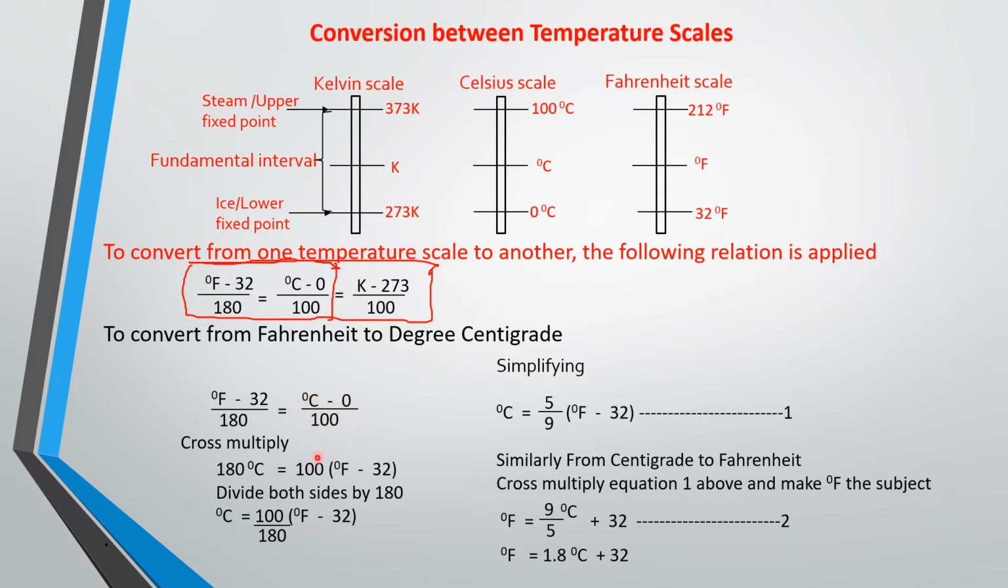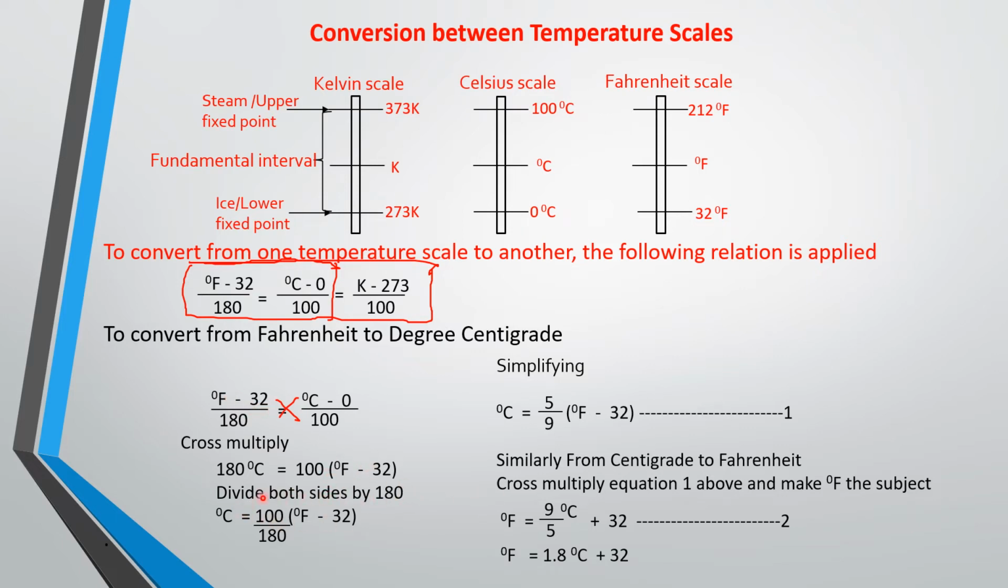is equal to the temperature on the centigrade scale minus the ice point, all over the fundamental interval on the centigrade scale. So by the time you do your cross multiplication, you will have 180 minus 180 multiplied by the degree centigrade equals 100 multiplied by degree Fahrenheit minus 32 in brackets.